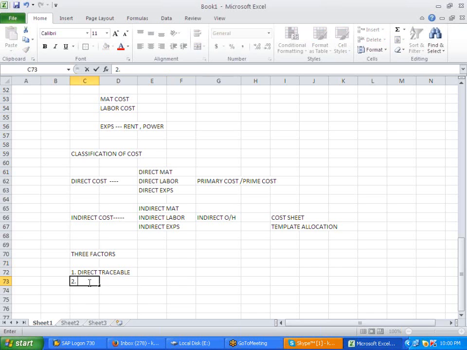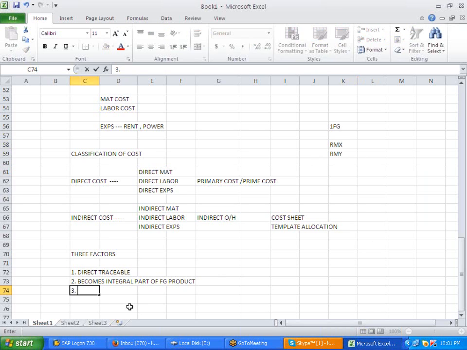Point number two, which becomes an integral part of the manufacturing product, let us say the FG product. For example, if I want to manufacture one finished product, one FG, I might use raw material X, I might use raw material Y. These are my integral part of the FG product. So this is a direct cost.